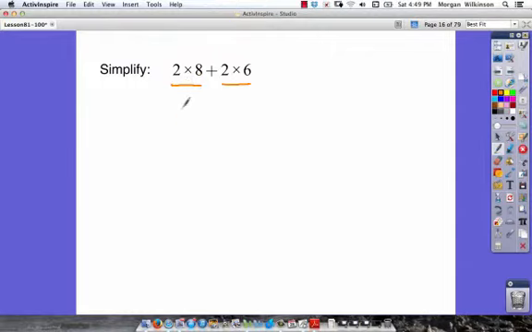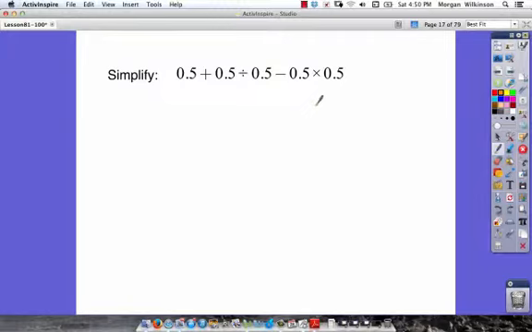2 times 8 is 16. We're going to add 2 times 6. That's 12, in order to get our final answer of 28. Those order of operations are very important here, that we multiply and divide from left to right first, and then we add and subtract from left to right second. Since there are no parentheses, well, we didn't have to do that in this problem. Let's look at our next example.